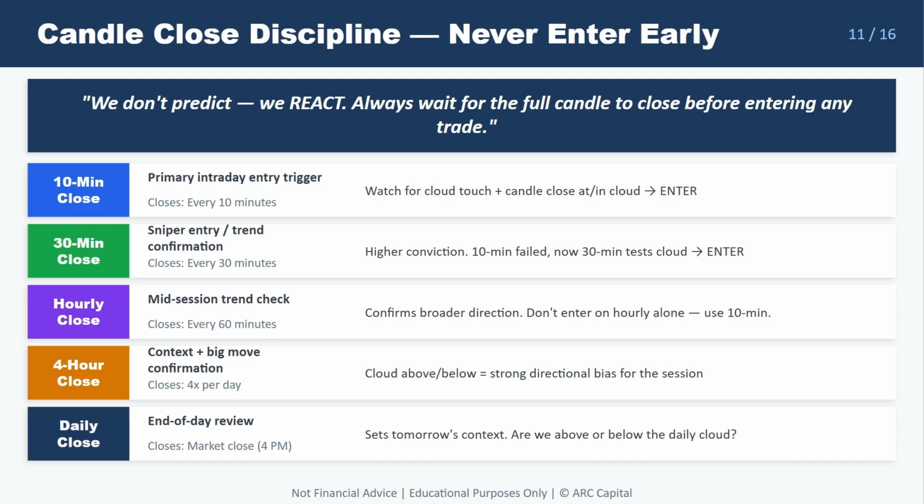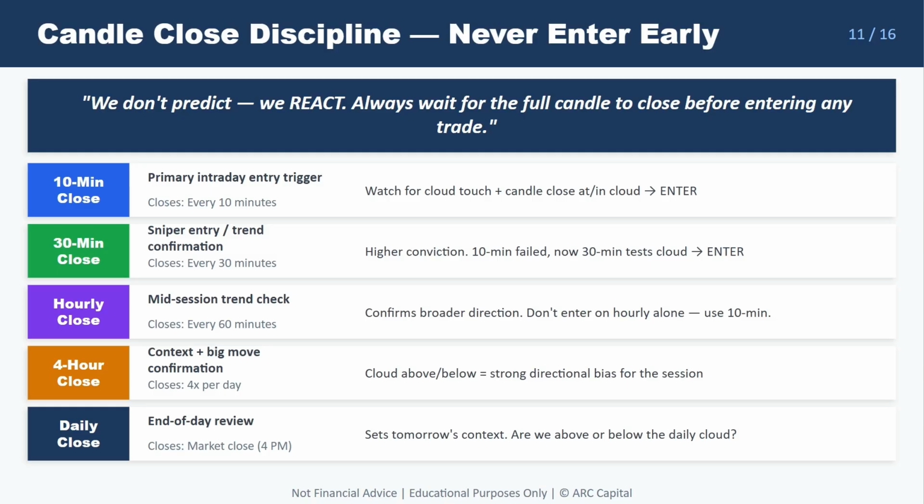So 30-minute close, sniper entry, trend confirmation, closes every 30 minutes. Higher conviction. Let's say your 10-minute failed, now the 30-minute cloud test, then you enter, right? Sometimes, even in a very trendy market, a stock makes a very big move and we see a big pullback. Some people get scared as soon as it crosses down the 10-minute. Let's say it hits the 30-minute, and then an hour later it's already back at those highs, right? We've seen that multiple times. So it's important to see the 30-minute also on those trendy days, right?